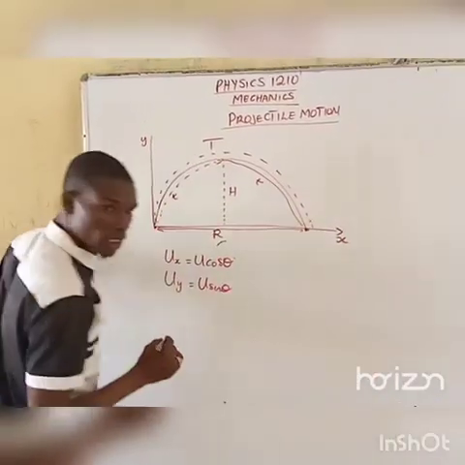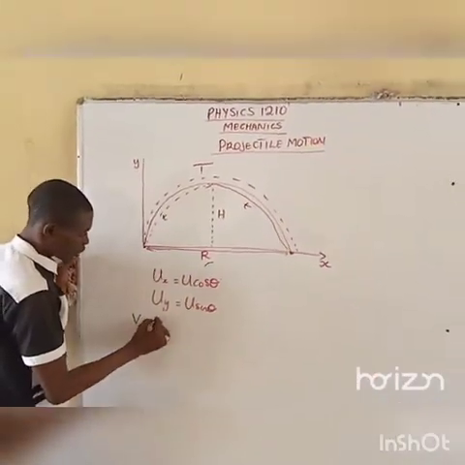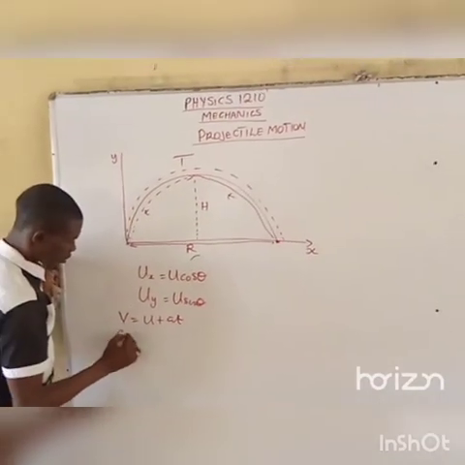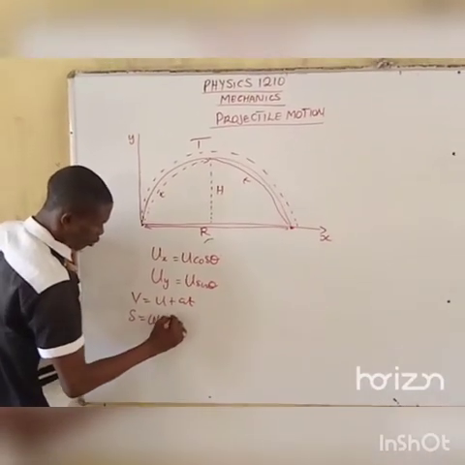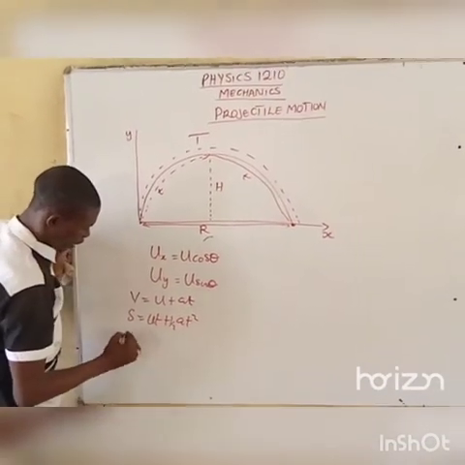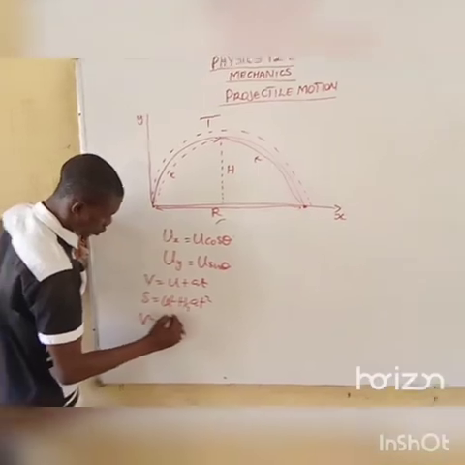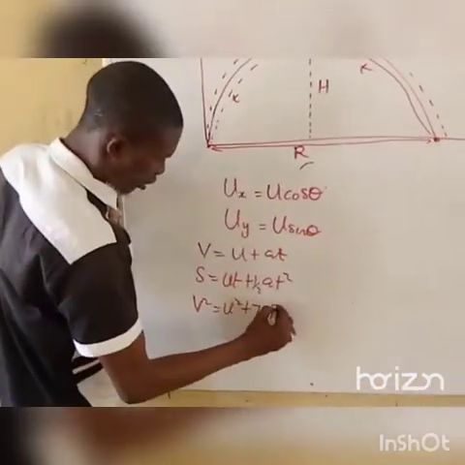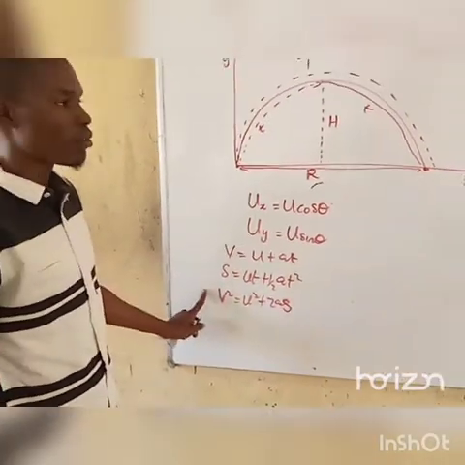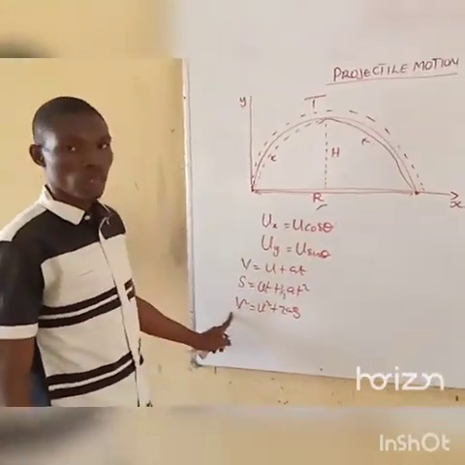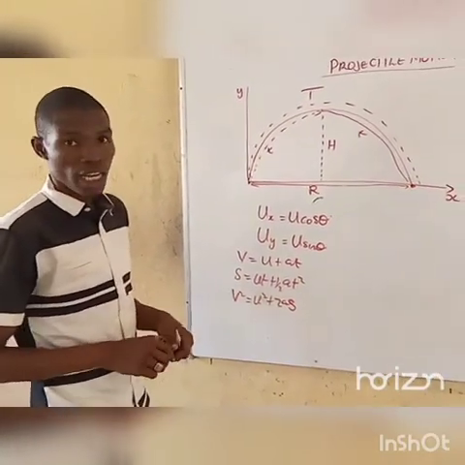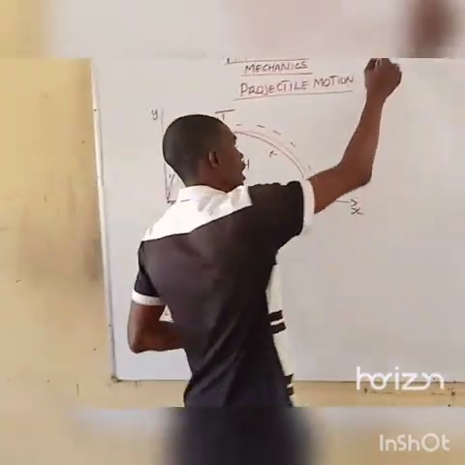Recall that we have three equations of motion: v is equal to u plus at, s is equal to ut plus 1 over 2 at square, and v square is equal to u square plus 2as. So these are the three equations of motion that we have. Using these three equations, we can derive every parameter we need in projectile motion. So let's start with time.